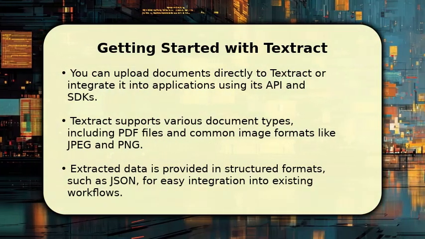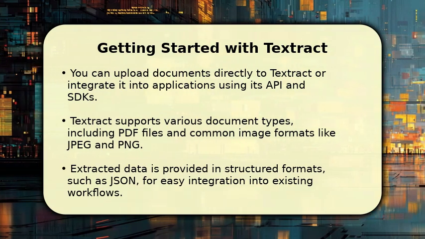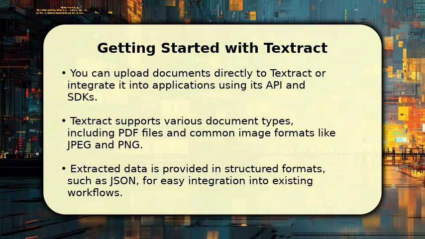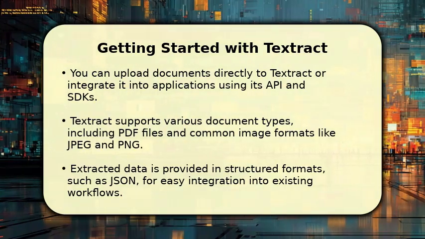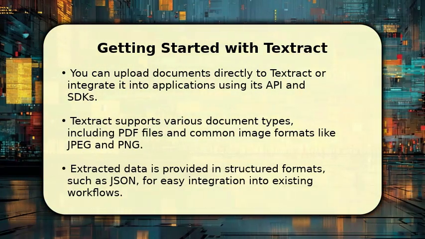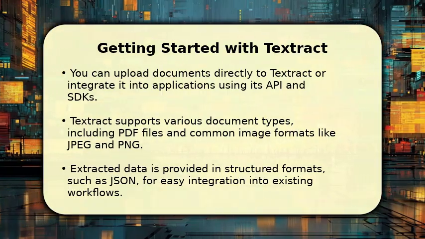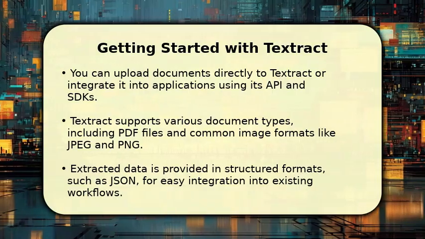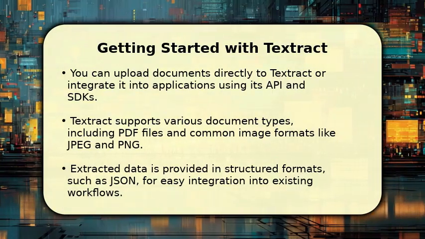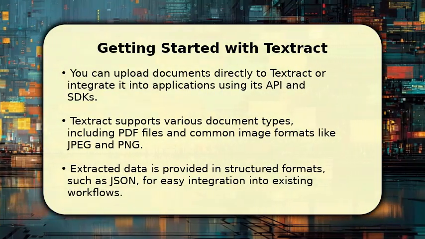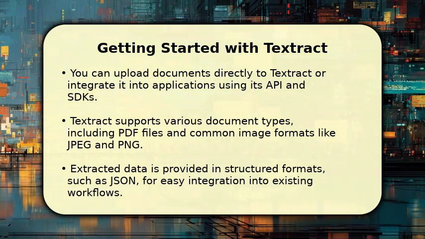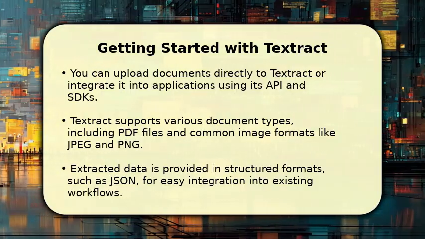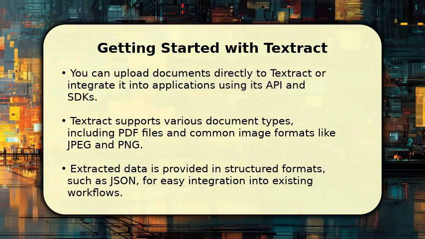Getting started with Textract involves a few straightforward steps. You can upload documents directly to the service or integrate it into your applications using its robust API and SDKs. Textract supports various document types, including PDFs and image files. Once processed, the extracted data is available in structured formats like JSON, making it easy to integrate into your existing workflows. It's designed for seamless adoption, whether you're a developer or a business user.